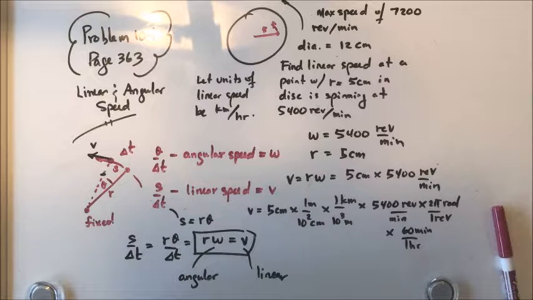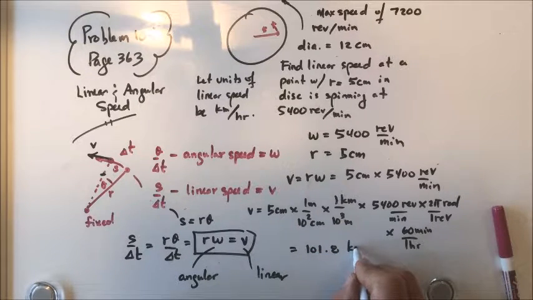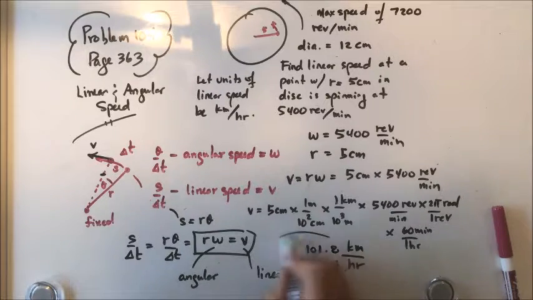And I've got an answer, and I have no idea if it's right. I'm going to write it down anyway. v is equal to 101.8 kilometers per hour. I'm going to check that real quick before I sign off. 5 divided by 10,000, then 5400 times 2 times pi times 60, and I got the same answer twice, so we're going to go with it.